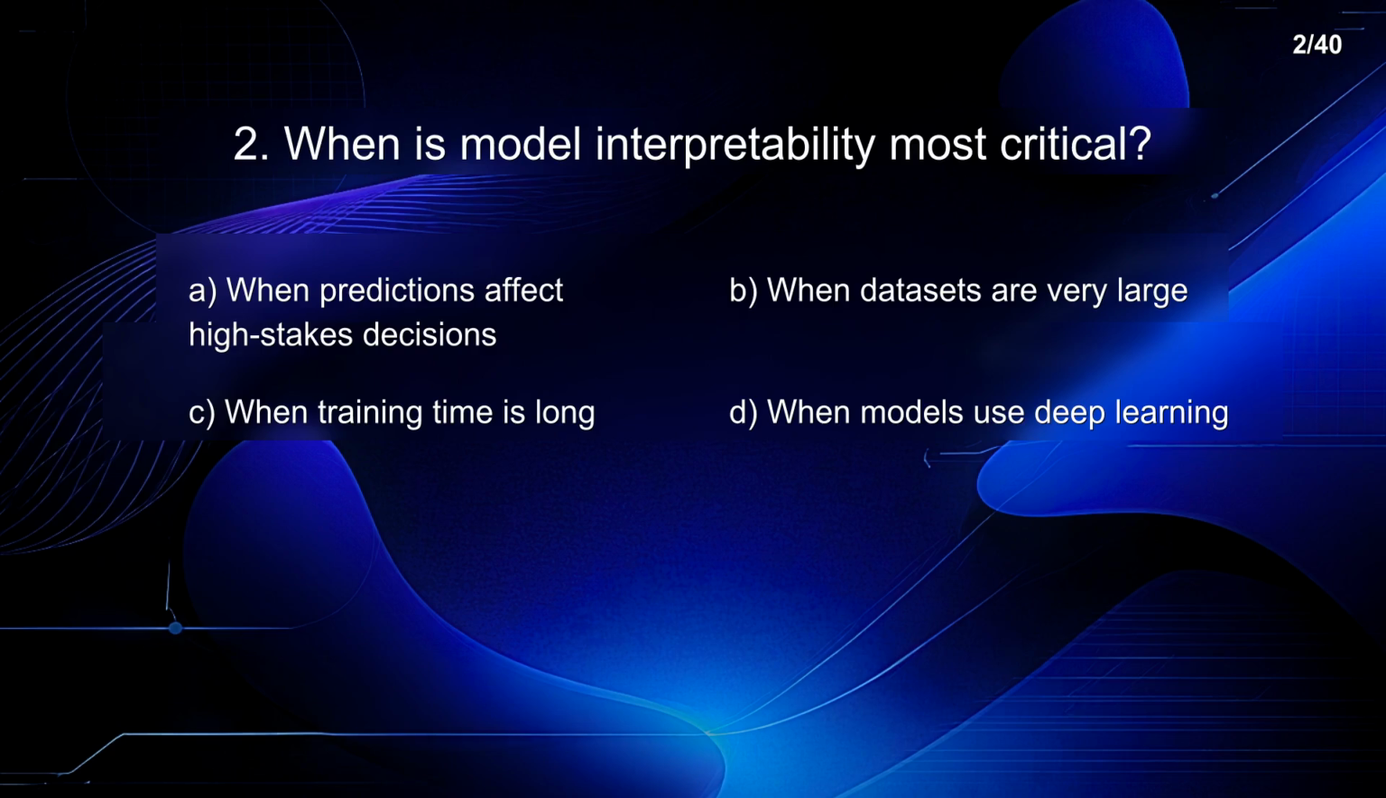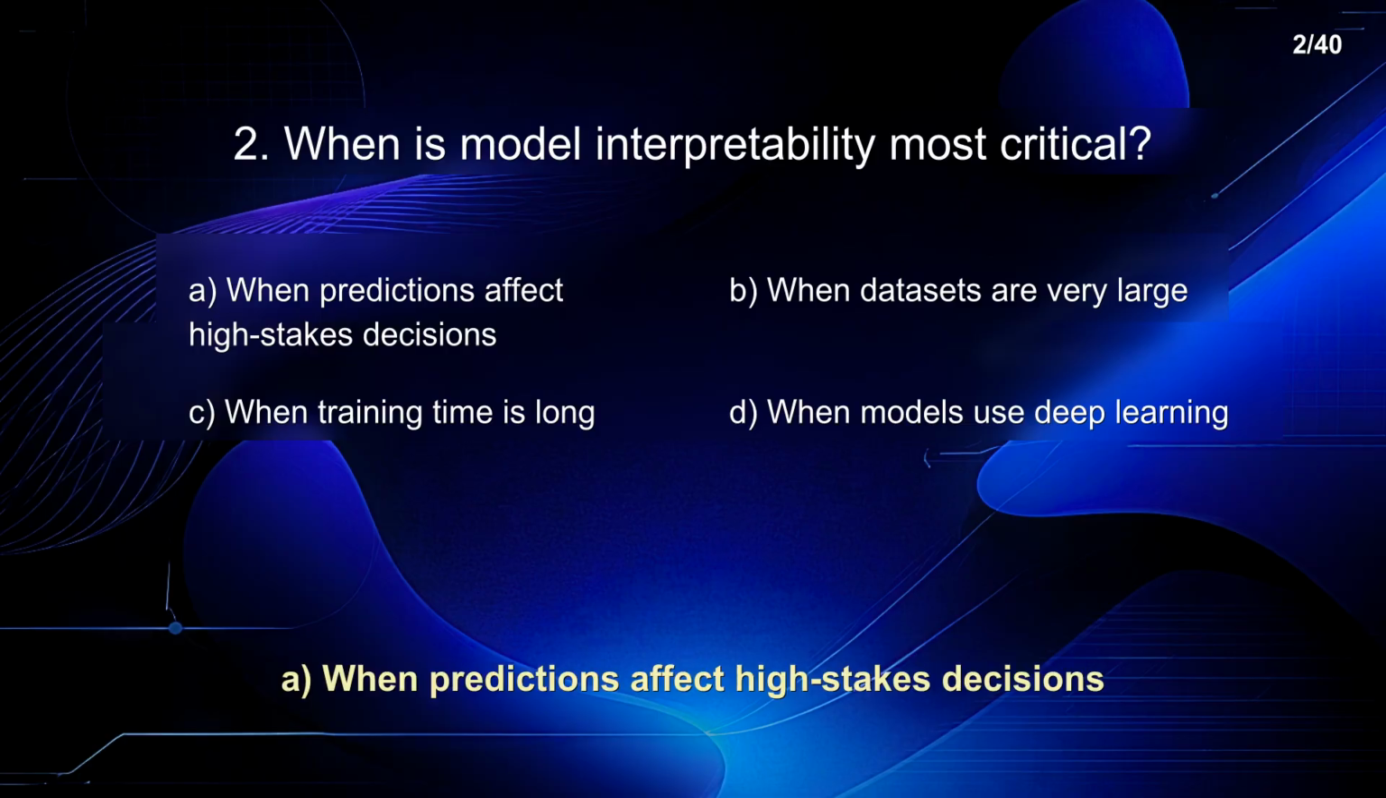Second question. When is model interpretability most critical? A. When predictions affect high-stakes decisions. B. When datasets are very large. C. When training time is long. D. When models use deep learning. Correct answer is A. When predictions affect high-stakes decisions.